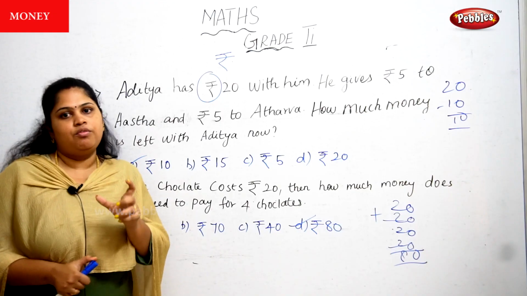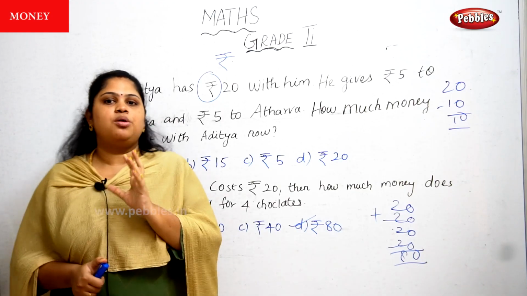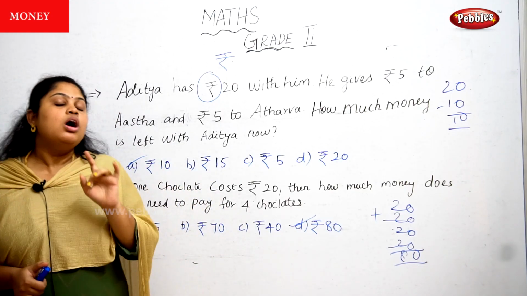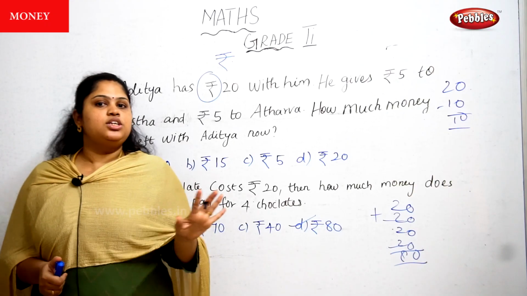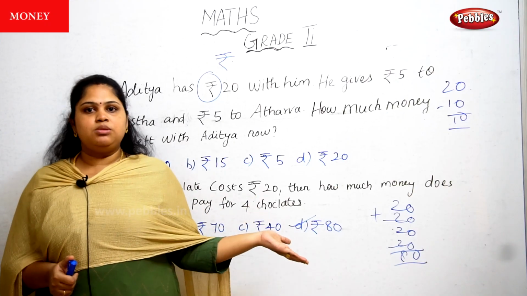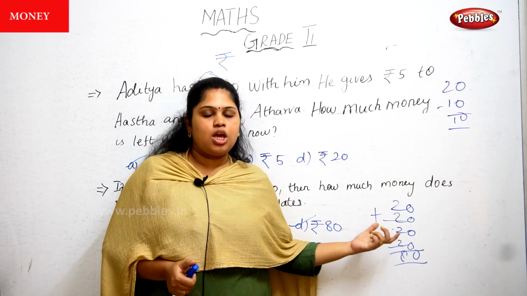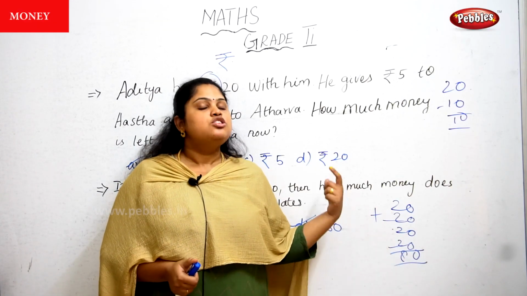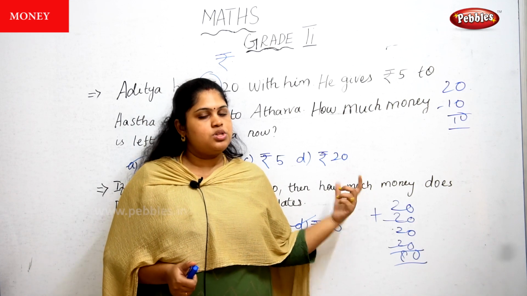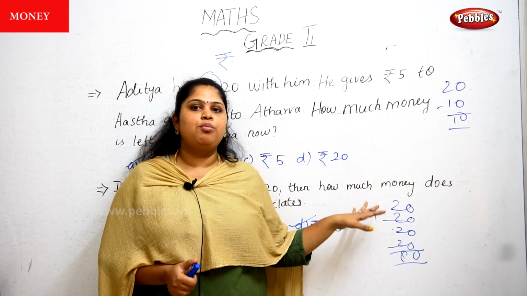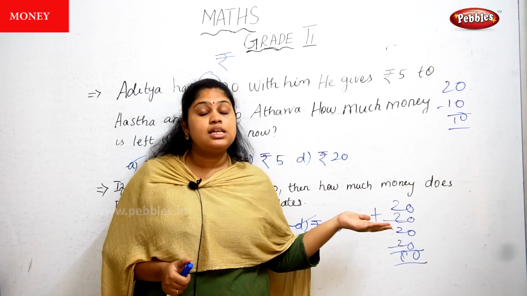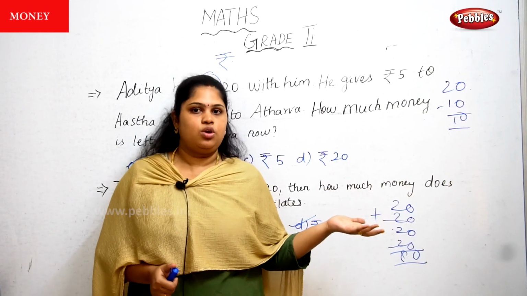When I was giving the introduction to multiplication, I told you we need to avoid repeated addition, so we need to study multiplication, isn't it? If you see the same number repeating 4 times, then if you learn multiplication, 20 into 4, you can easily get the answer.